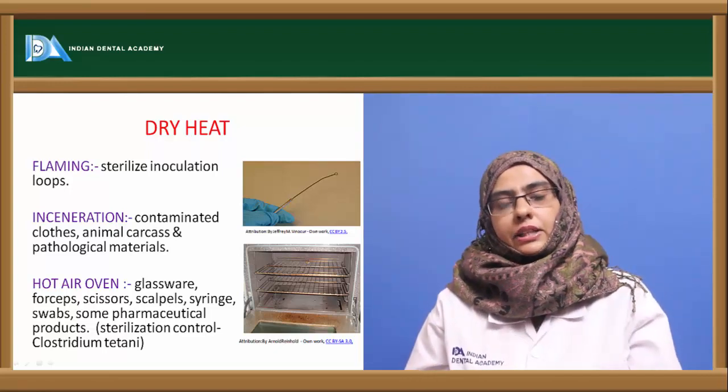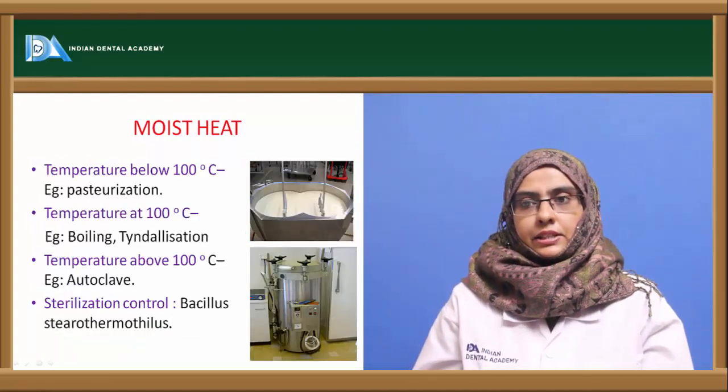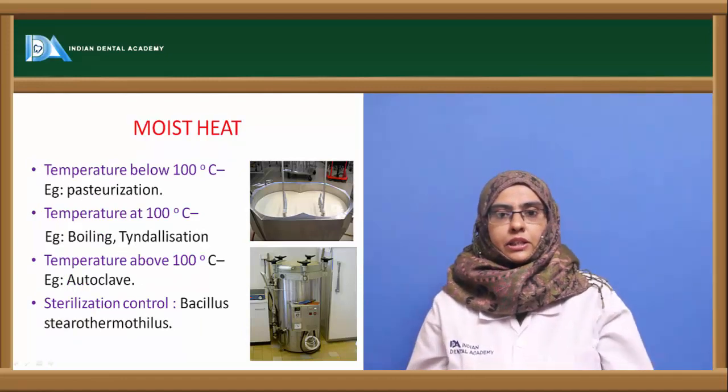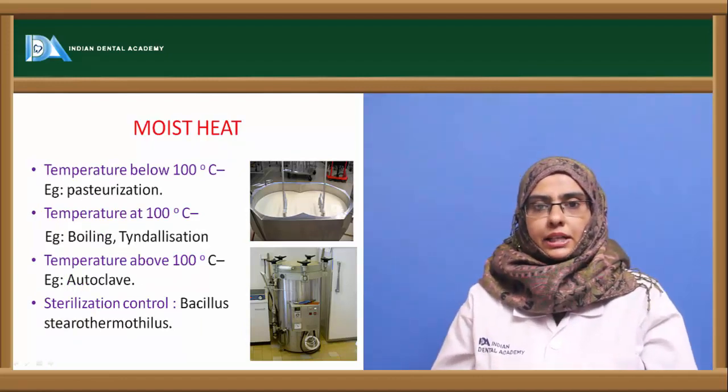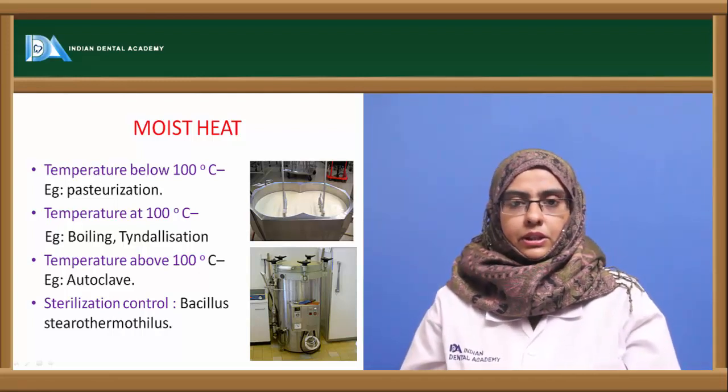So you can move ahead with the other type of sterilization, that is called moist heat sterilization. Here in the moist heat, as already discussed, dry heat and moist heat are the two ways that can be used to sterilize a particular object, and moist heat is more effective when compared to dry heat because of its penetration power.